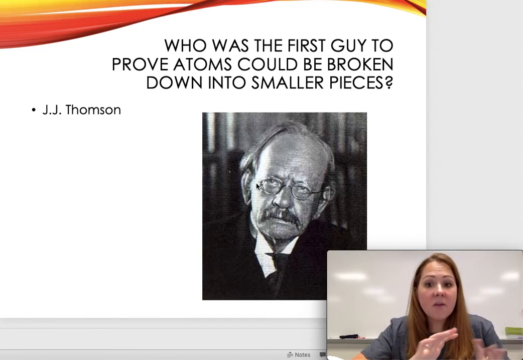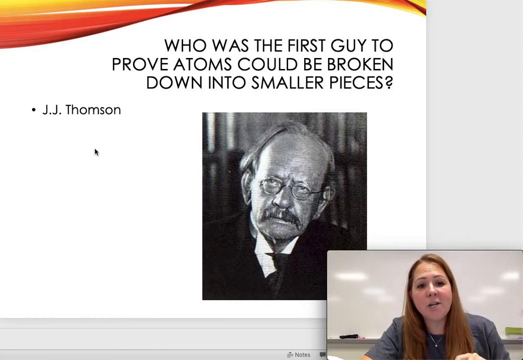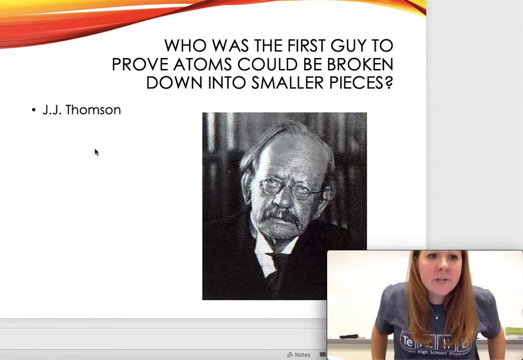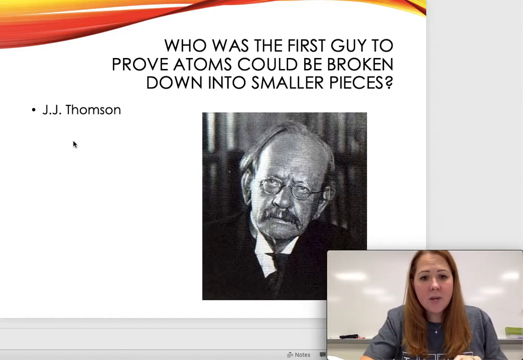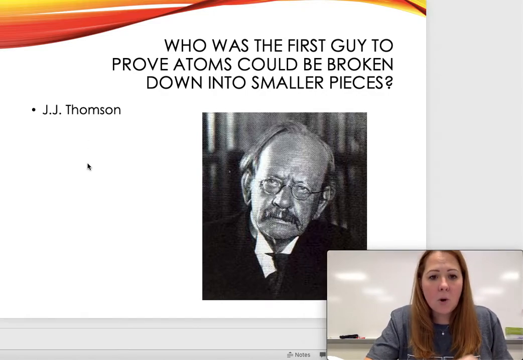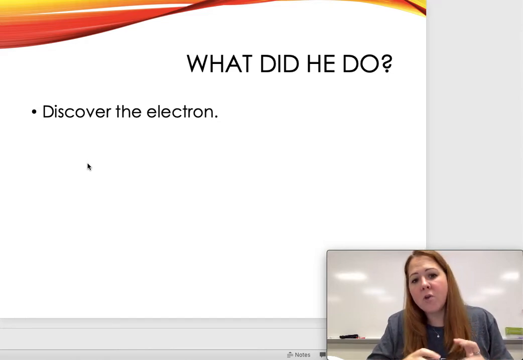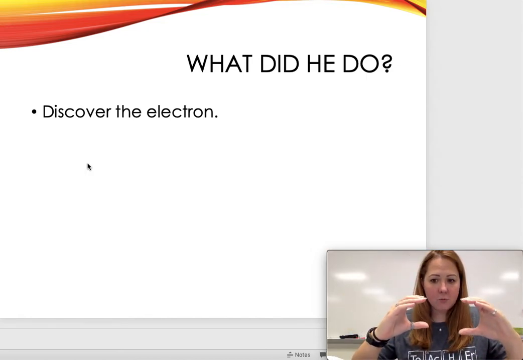We didn't know about anything inside of the atom until we get to this guy, and this guy's name is J.J. Thomson. J.J. Thomson was actually not looking for anything inside of the atom. He was doing a lab where he was looking at a cathode ray tube. And with the cathode ray tube, what you actually have is electricity going through it. So it's a vacuum chamber.